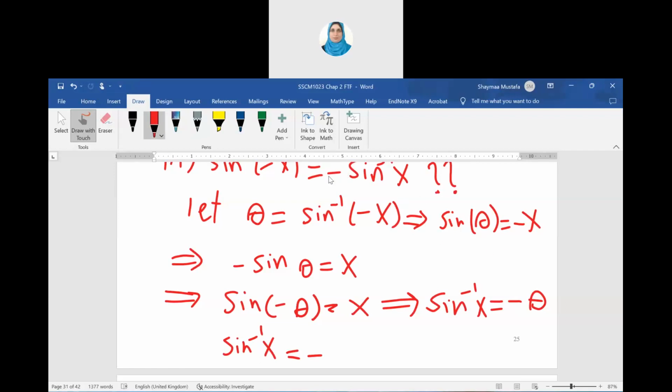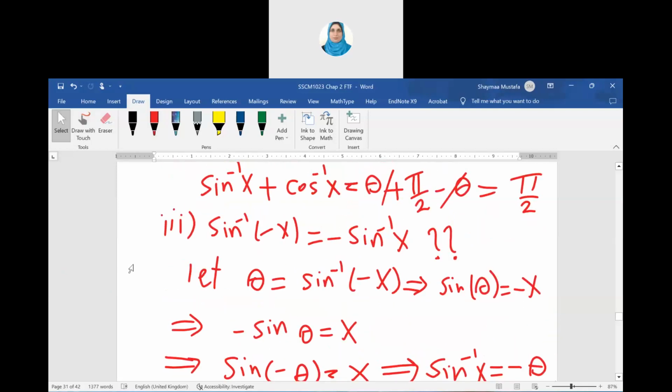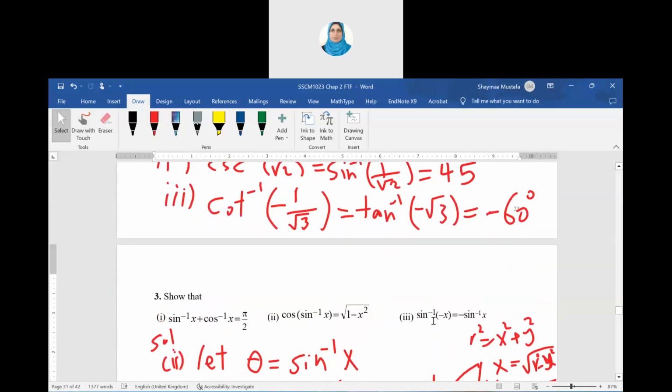This is the value of theta. So just replace theta here by its value. So minus sine inverse minus x. Or simply we can say that sine inverse minus x is equal to minus sine inverse x. This is what we need to prove. This is what I need to prove here. Sine inverse minus x is equal to minus sine inverse x.